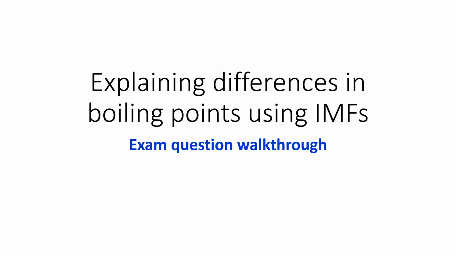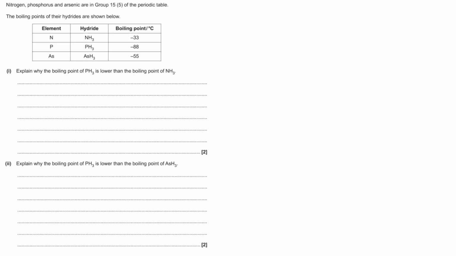Hello and welcome to this clip having a quick look at explaining differences in boiling points using intermolecular forces. So we're presented with nitrogen, phosphorus and arsenic and their respective boiling points, and we've got two sections that ask us to compare two examples from the three in the table and explain the difference in boiling point between them.